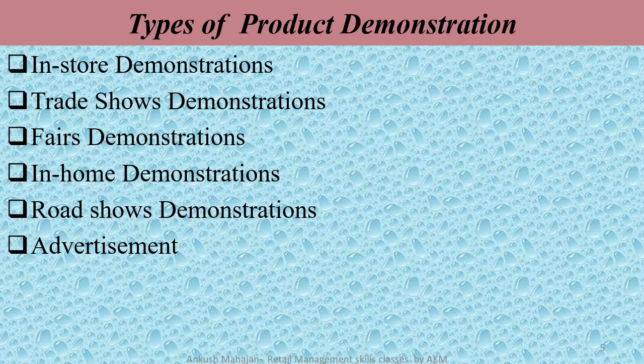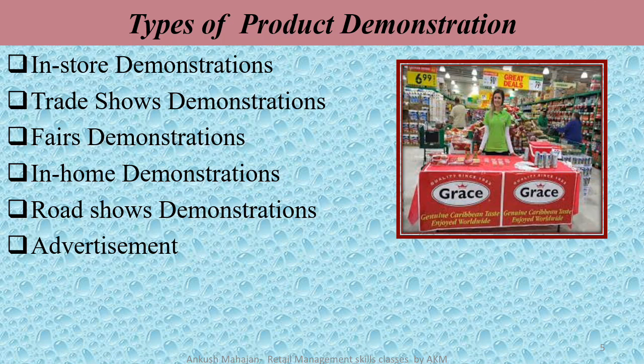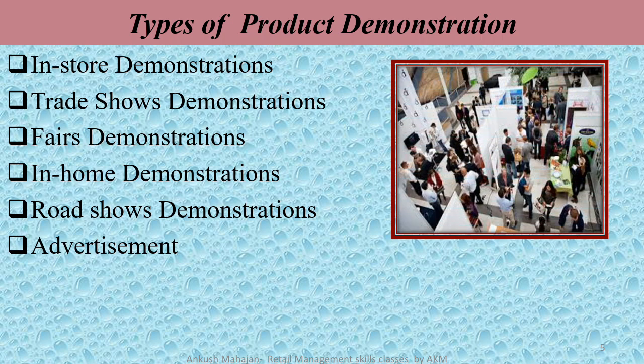Now the types of product demonstration. First is in-store demonstration. As the name suggests, every store has some particular area for product demonstration. So in-store means inside the store demonstration of the product. Now the second is trade show demonstration. As the name suggests, every year in many places trade shows are organized by the firms and the products are demonstrated in these trade shows.